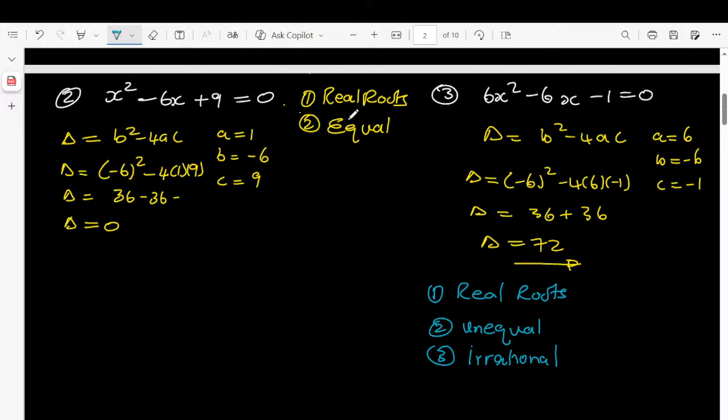Minus 6 squared minus 4 into 6, close the bracket, into minus 1. We get 60. Oh, okay. I'm sorry, guys. This is wrong. This should be 60. The discriminant is 60, not 72. Né? The discriminant is 60.